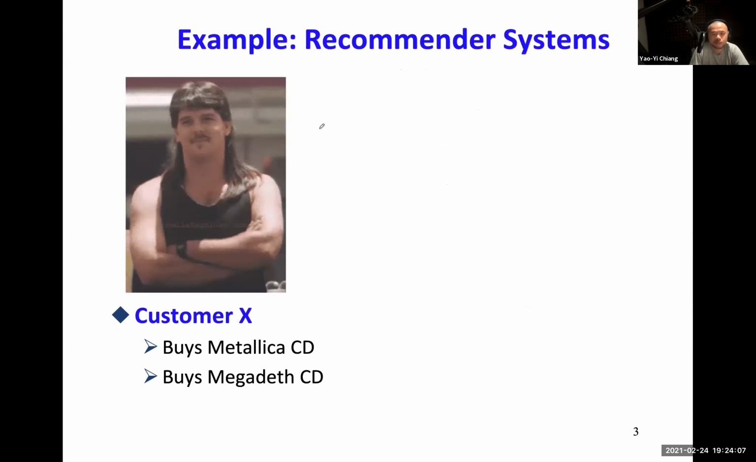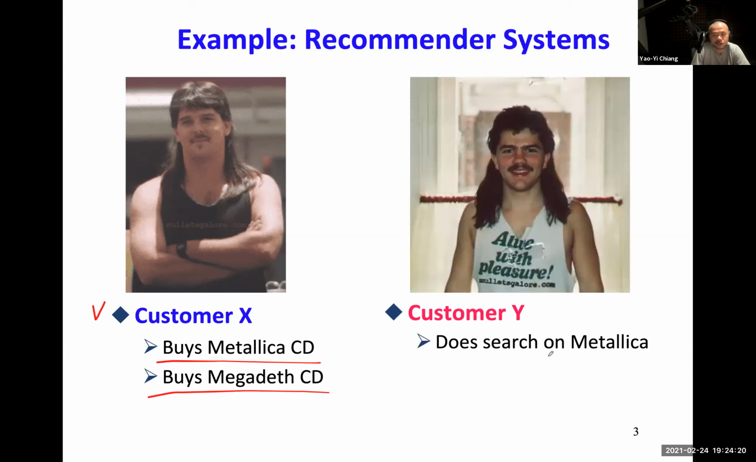So what would be an example of a recommendation system? You have customer X comes in. This customer X buys a Metallica CD and also buys a Megadeth CD. Your customer Y comes in and does some search on Metallica. What would you do?